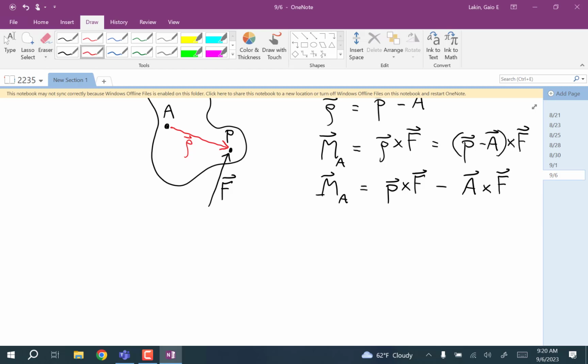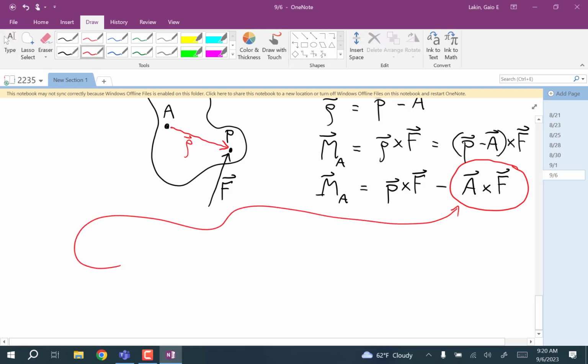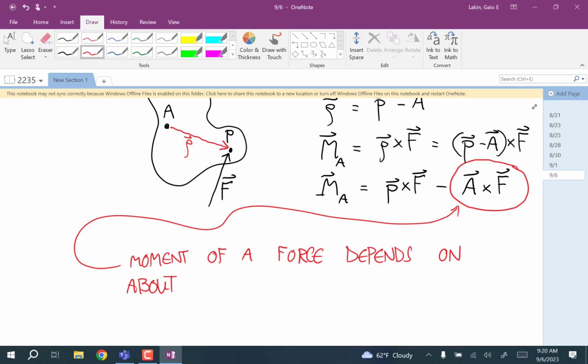That is not what we wanted. We wanted to show that it depends on the about point. But it's the same thinking. So the moment of a force depends on that about point. And we already knew that if you choose a different about point, you're going to get a different moment for all your forces. Like, if you choose your about point to be where a single force acts, then that force produces 0 moment.